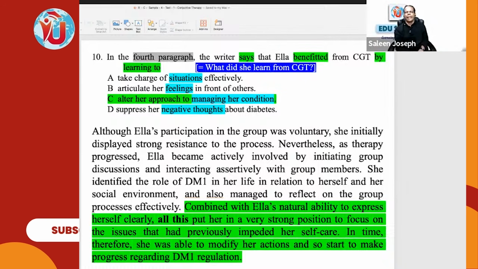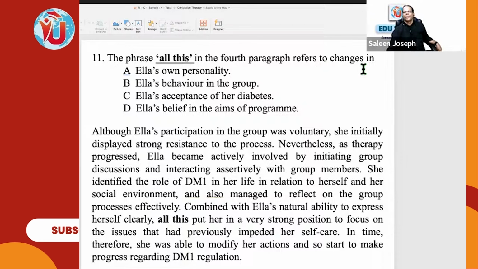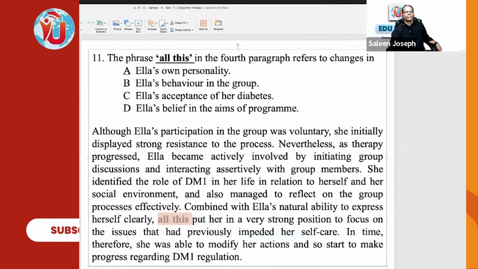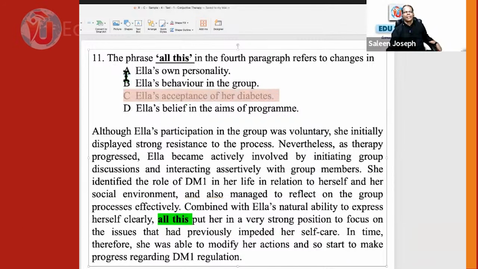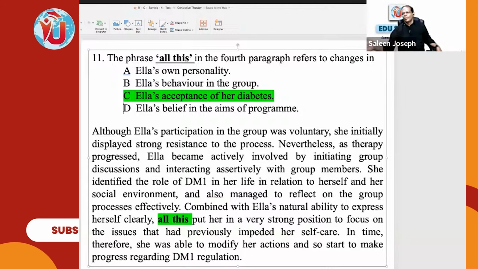So, in short, this question means in the fourth paragraph, the writer says that Ella benefited from CGT by learning to, meaning what did she learn from CGT? She learned how to alter her approach to managing her condition. The phrase all this in the fourth paragraph refers to changes in Ella's own personality, Ella's behavior in the group, Ella's acceptance of her diabetes, Ella's belief in the aims of the program. Now, all this is here. Ella's acceptance of her diabetes. Yeah, even from all the previous reading, it is understood. Clear. Now, all this means whatever is said above, Ella combined with Ella's natural ability.